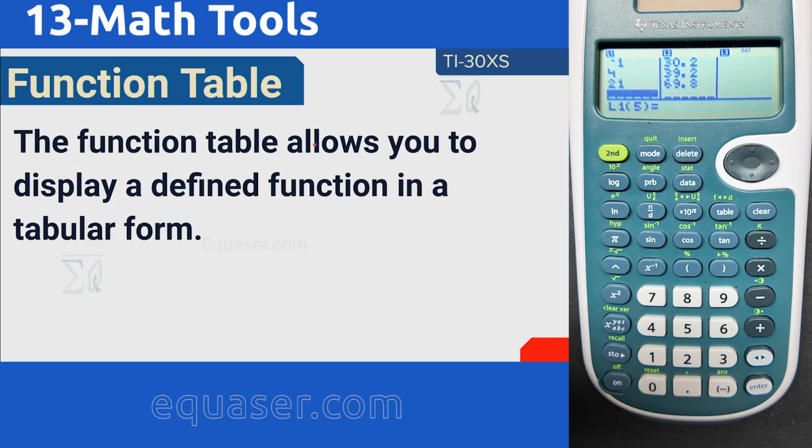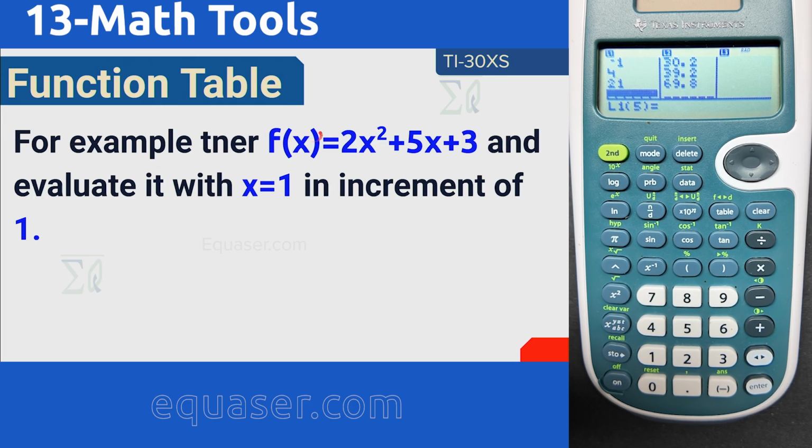The function table allows you to display a defined function in a tabular form. For example, you can have f of x equals 2x squared plus 5x plus 3, and evaluate it with x equal 1 in an increment of 1, or x equal whatever value you want. So start with x equal 1.